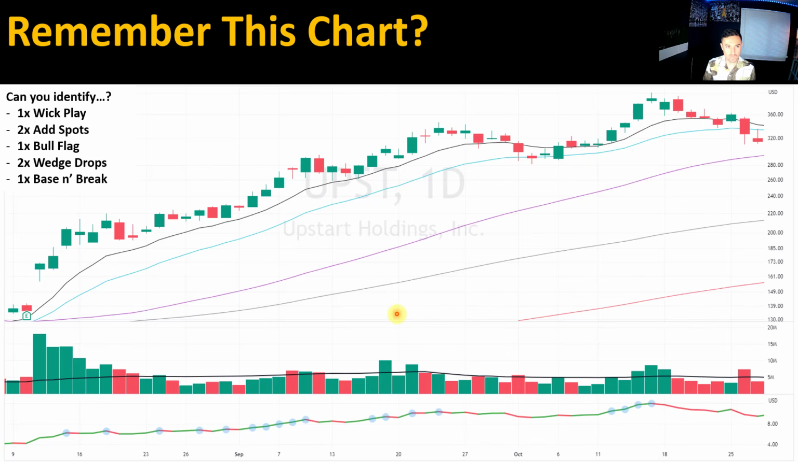So remember this chart. I showed you this at the beginning of the presentation. I said, can you identify where is the wick play? Where is the 2 ad spot? Where is the bull flag? Where are the wedge drops? And where is the base and break? Do you think you now know?